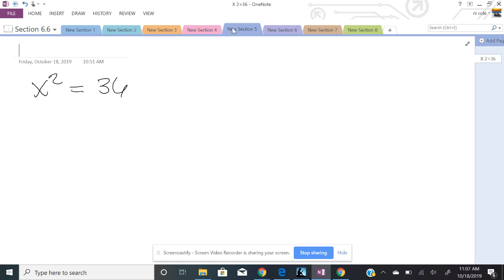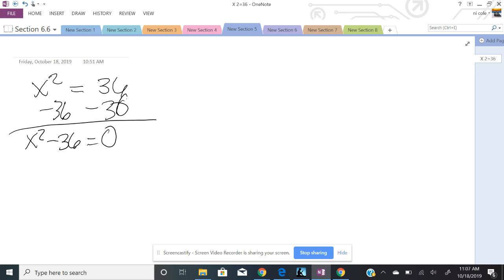Okay, what about this problem? Some of you might think to use the square root, but that's going to get you in trouble. You want to use your factoring rules. So again, in order to solve, we need to set it equal to 0. So you're going to subtract 36 from both sides. So that's going to give me x squared minus 36 is equal to 0.